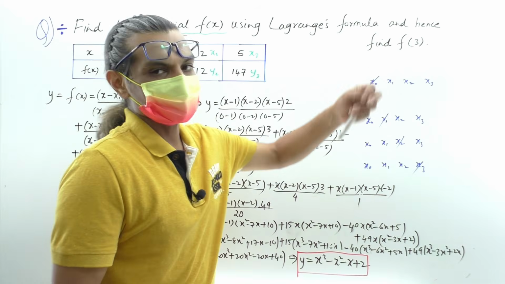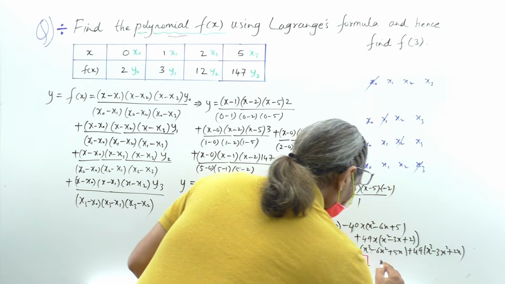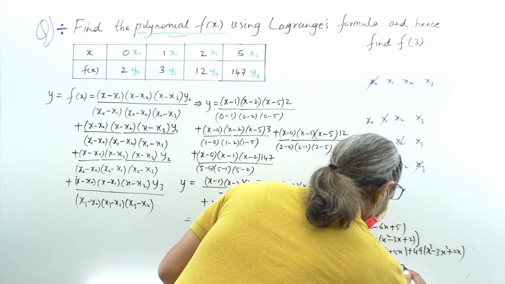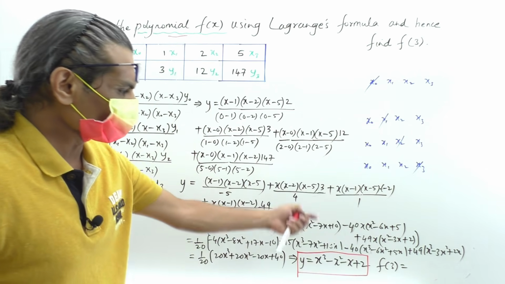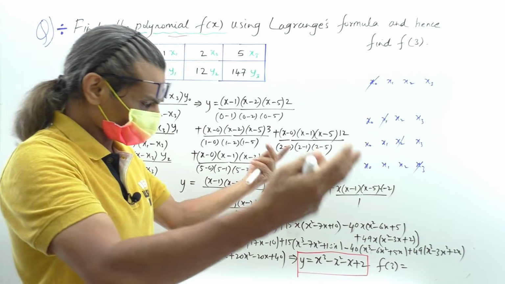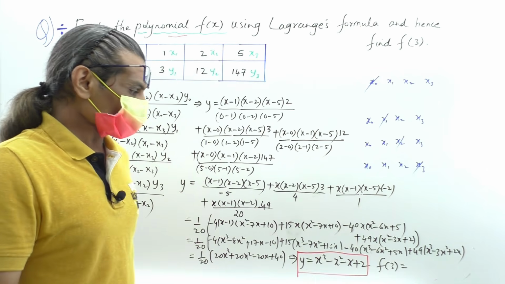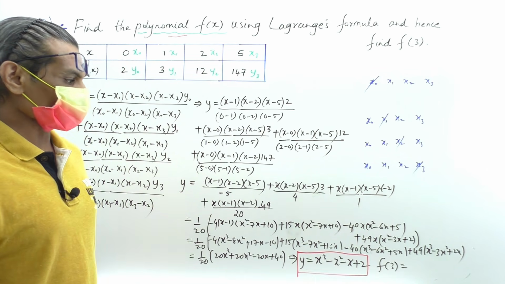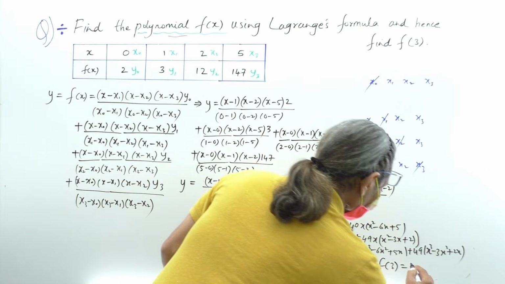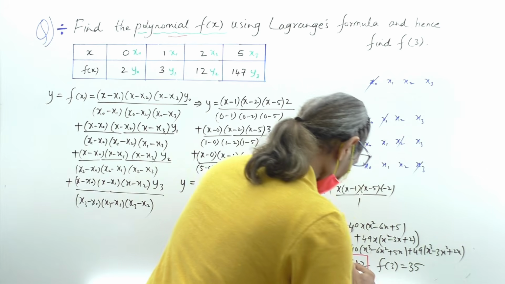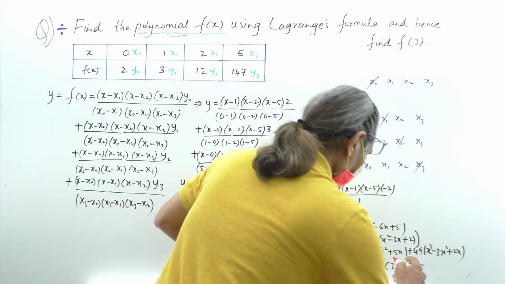Now we can easily find f of 3 or y of 3, whatever. So f of 3 will be equal to, in place of x put 3, you may get f of 3, f of 4, f of 5, whatever. So just put a value here, f of 3 since they are asking here, put 3 cube is 27 minus 3 square 9 minus 3 plus 2, that is 35. So 35 is the answer. That's all.